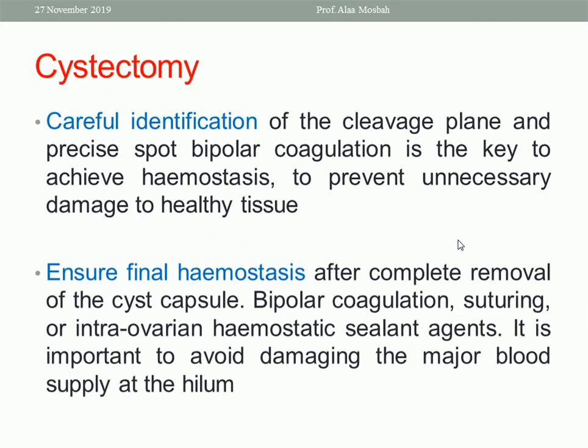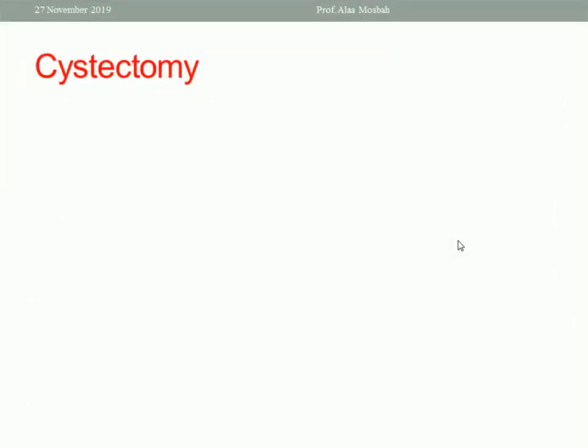Ensure final hemostasis. After complete removal of the cyst capsule, bipolar coagulation, suturing, or intra-ovarian hemostatic sealant agents is important. Yes, it is important to avoid damaging the major blood supply at the hilum. Sure.